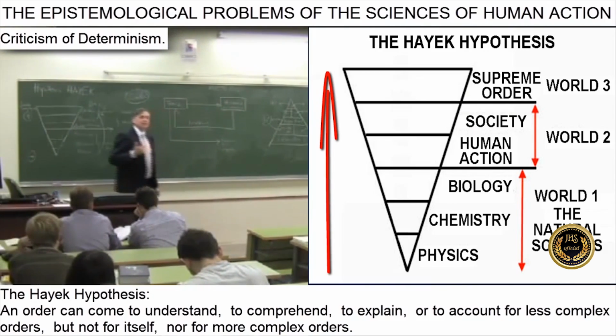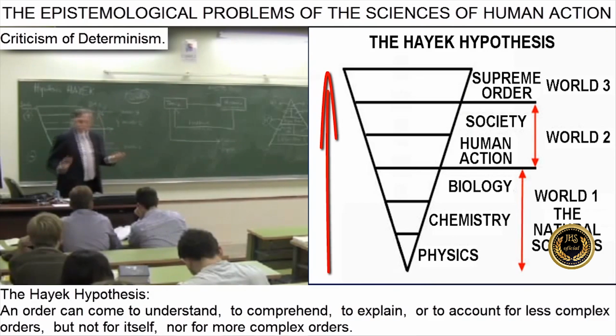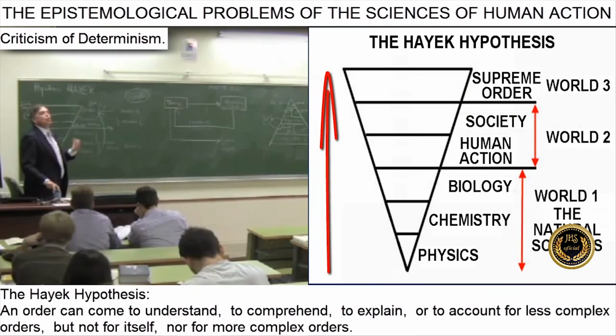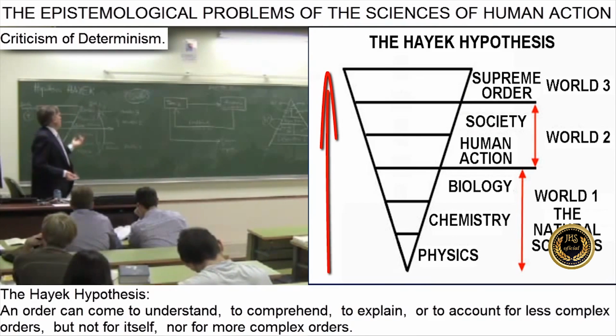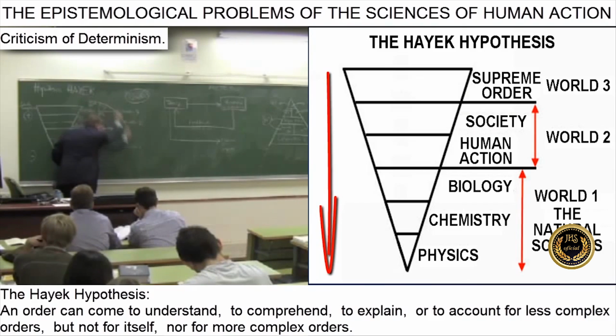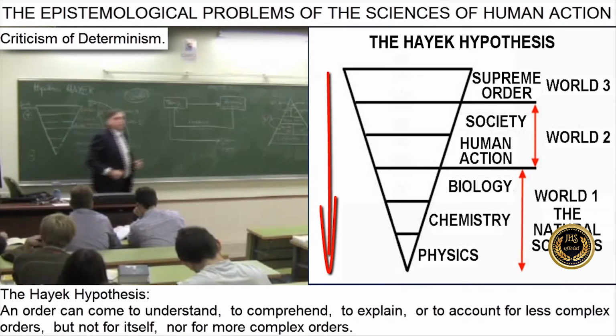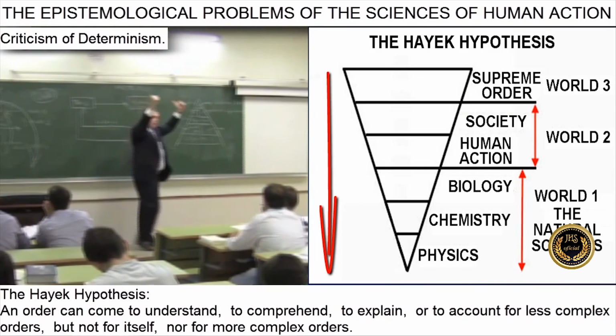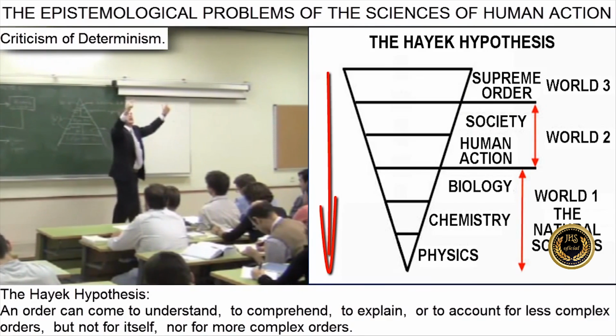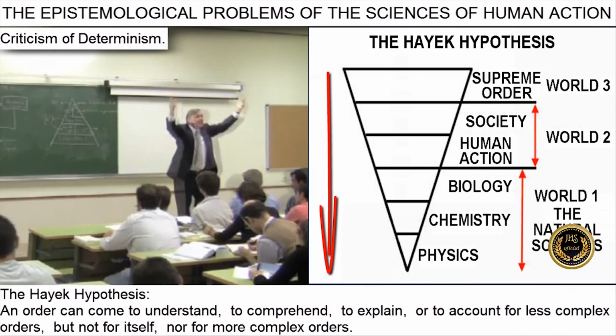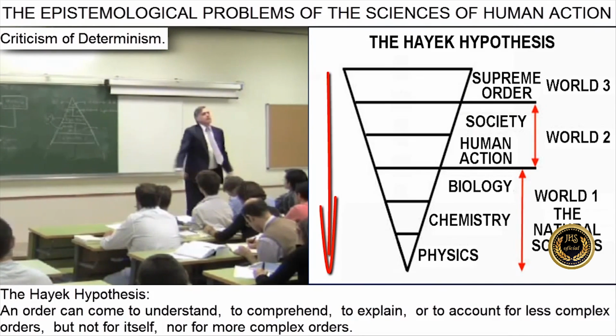According to the Hayek hypothesis, this is nonsense. A simple order cannot account for more complex orders. Relationships must always flow from the top down. That is, complex orders explain, determine, understand, create, if you will, relatively simpler orders.